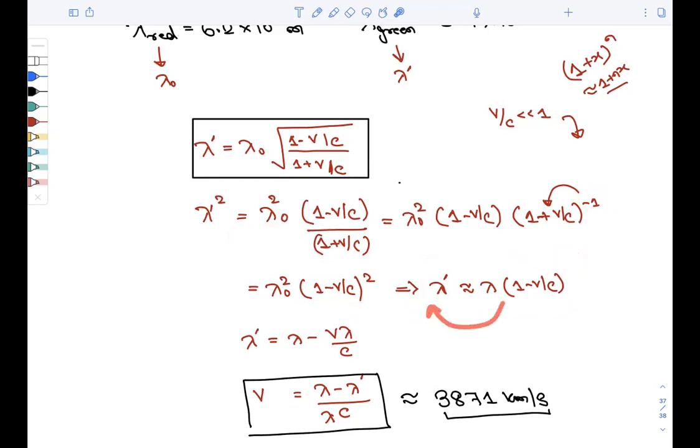If you move this lambda here, you can find out v is given as lambda naught minus lambda dash over lambda naught, times c. Okay, and the answer that you will get will be 3871 kilometer per second. That's a very high speed. So we cannot make the excuse while crossing the red light that I have seen that it was green.